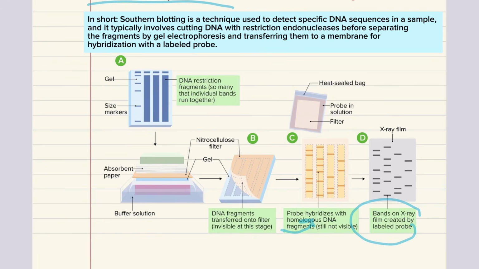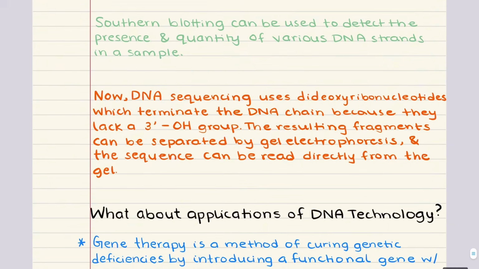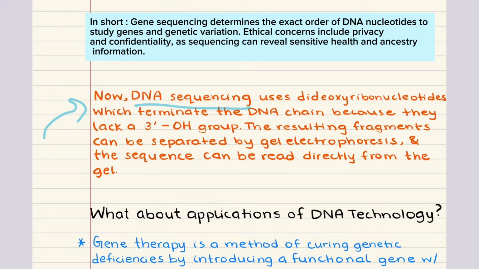Now that we've covered amplification and detection, let's talk about DNA sequencing. This is the process of determining the exact order of nucleotides in a DNA strand. Now, modern sequencing methods use dideoxyribonucleotides, or ddNTPs, which are special nucleotides that lack a 3' hydroxyl group. Without this group, DNA polymerase can't continue adding nucleotides. So the DNA chain stops growing when a ddNTP is incorporated.